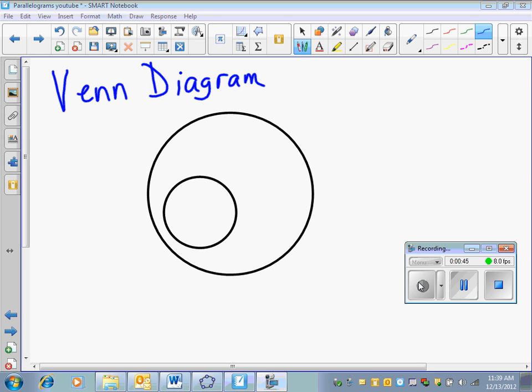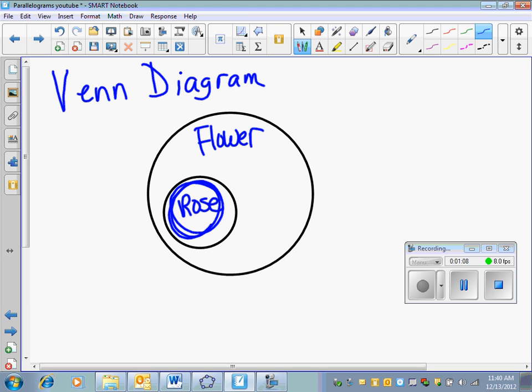Okay, before we go into properties of parallelograms, I'm going to have a quick review of Venn diagrams. Venn diagrams is a way of organizing material. We use it in chapter 2 with the hypothesis and the conclusion, and we always said that we start with our hypothesis, which would be right here, the rose, and we work from the inside out. So, if it is a rose, then it is a flower.